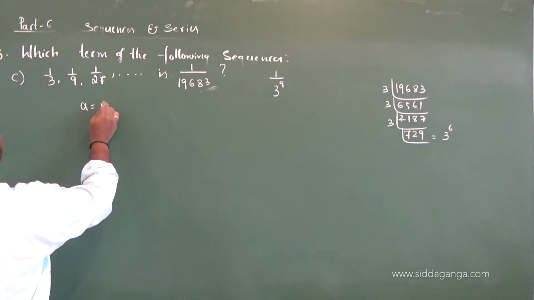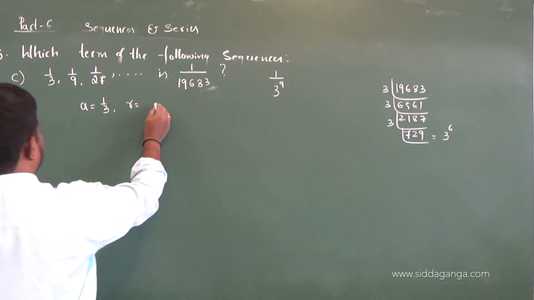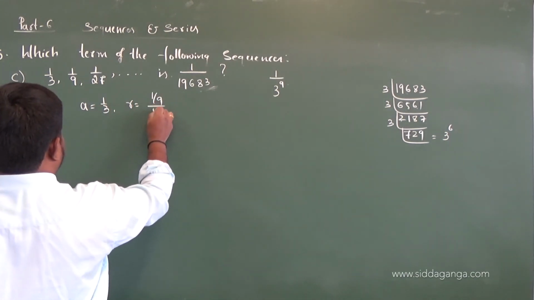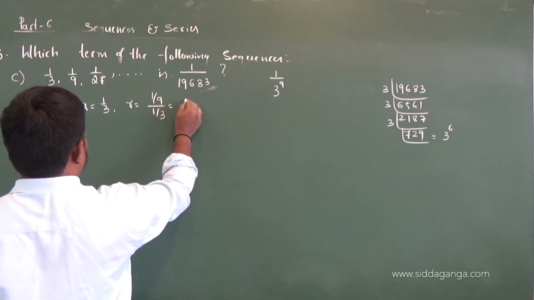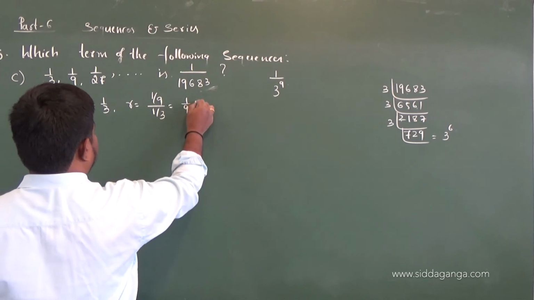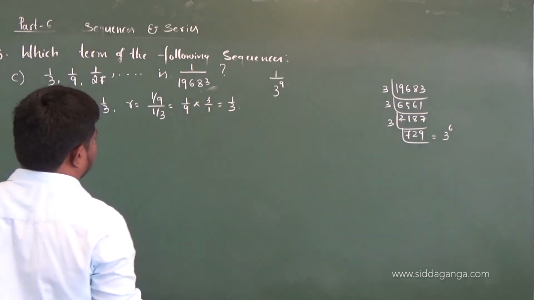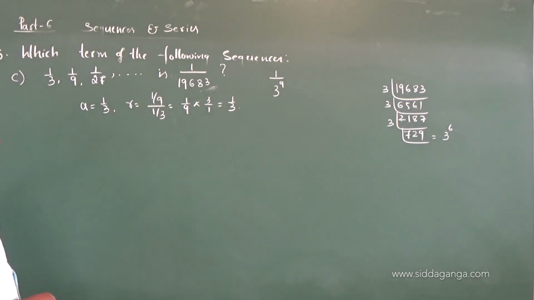So A is 1 by 3, R is 1 by 9 by 1 by 3. So what do you get, 1 by 9 by 1 by 3? So 1 by 9 into 3 by 1, so that is 1 by 3. Okay, so A is 1 by 3, R is also 1 by 3.